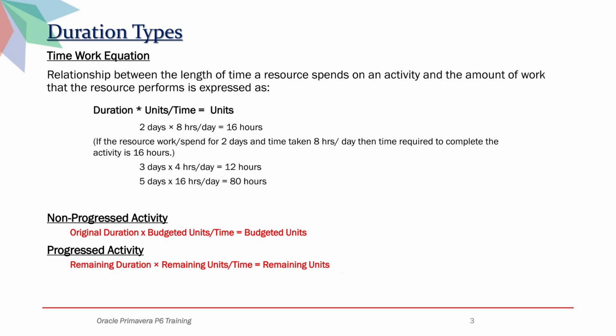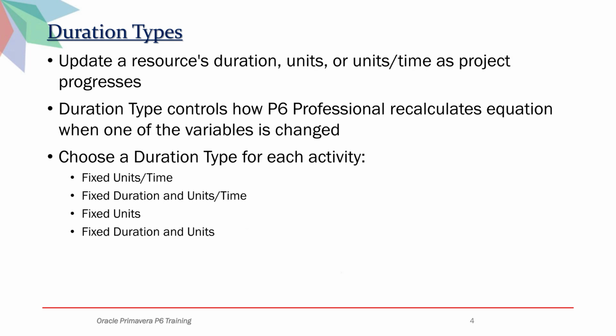Once an activity has started, Primavera focuses on the remaining work. Therefore, any changes to the remaining duration or remaining units per time will directly affect the remaining units required to complete the activity. As we discussed earlier, there are 4 duration types available in P6: Fixed units per time, Fixed duration and units per time, Fixed units, and Fixed duration and units.